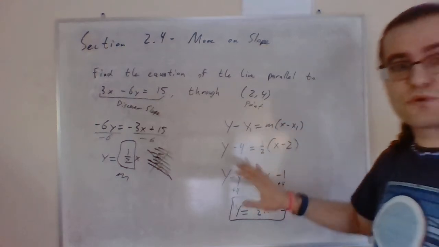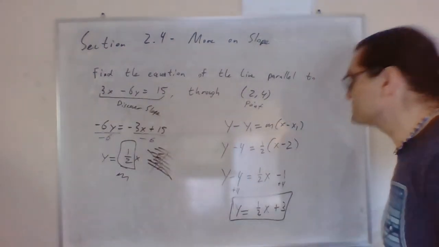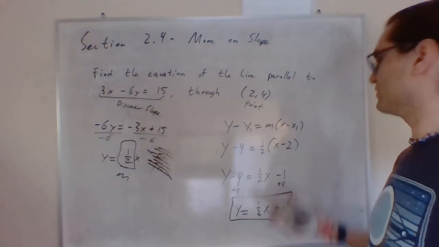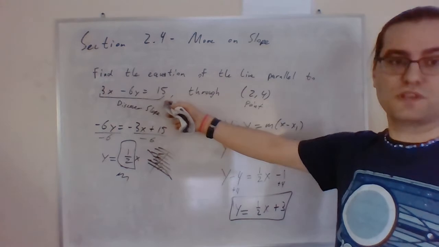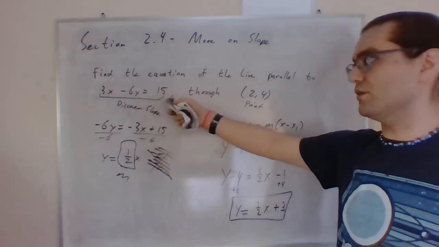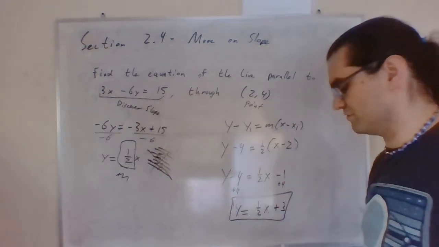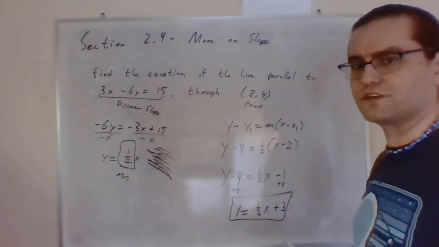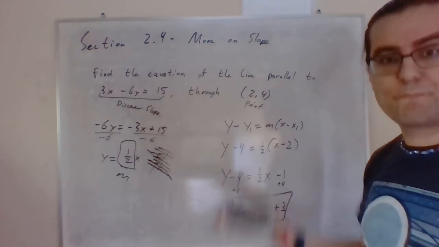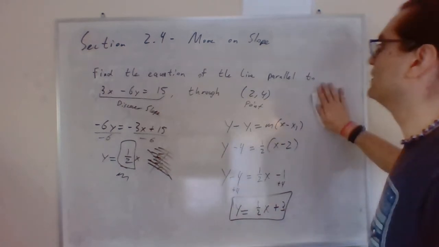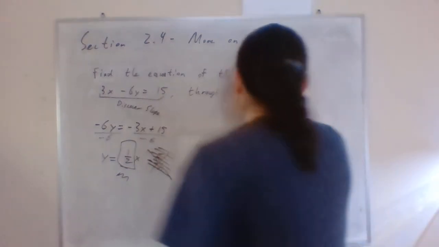So this is how we're going to use parallelism in problems. We're going to create the equations of lines that go through a given point and that are parallel to a given line. And all we need to do is find the slope of that line and use it with this point in point-slope form. It's relatively straightforward stuff. We also need to talk today about perpendicularity. So let me do that as well.